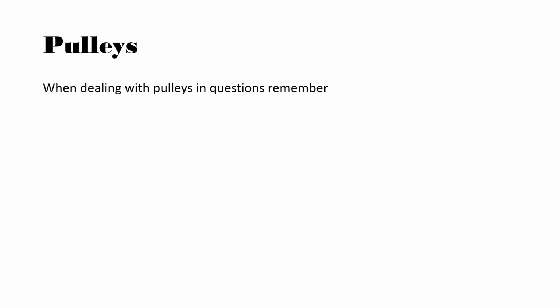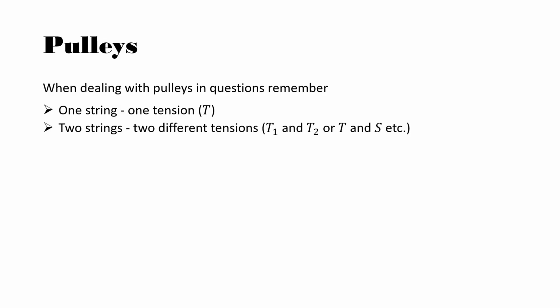So when we talk about our pulley systems, there's a few really important things that you need to remember. If you have one string, then you only have one tension. However, if you have two strings, we have two different tensions. Your options are to use things like T1, T2, or I prefer Ts because I'm not a huge fan of subscripts, whatever works best for you. You just need to make sure you distinguish between them.